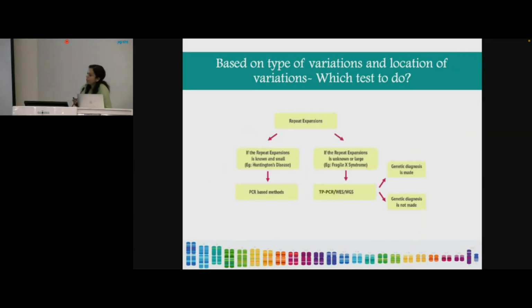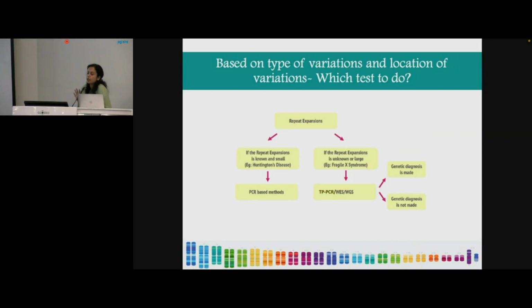The next scenario is repeat expansion. If there are triplet repeats or repeat expansion, and the repeat expansion is known and small, like in the case of Huntington disease, you can choose a PCR based approach like TP-PCR. If the repeat expansion is unknown, or like Fragile X, the first test should be TP-PCR. Earlier we were doing Southern blotting for that. Nowadays a simpler test, TP-PCR, is available. You can go ahead with the TP-PCR.